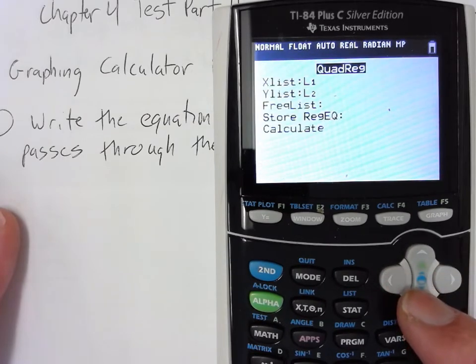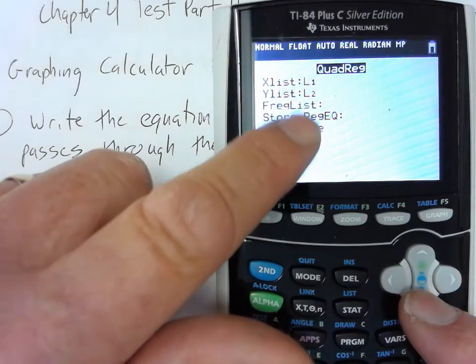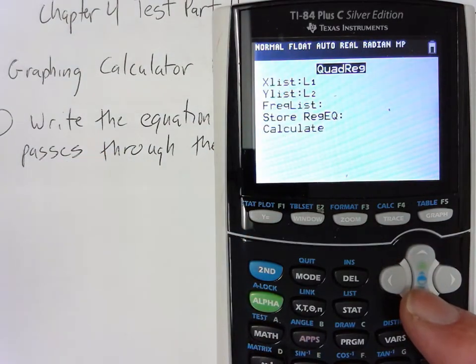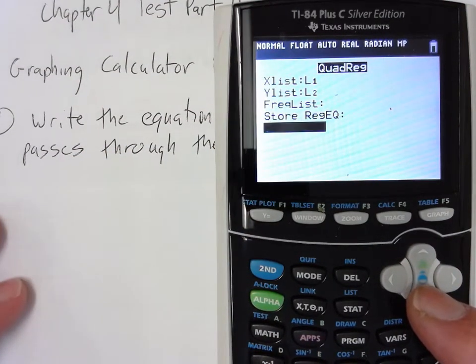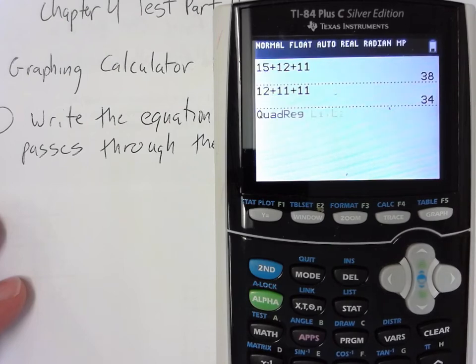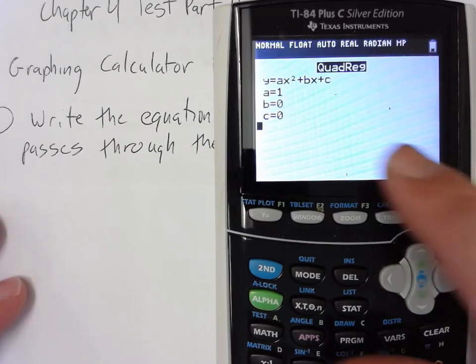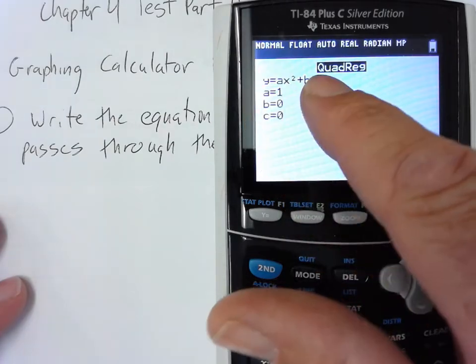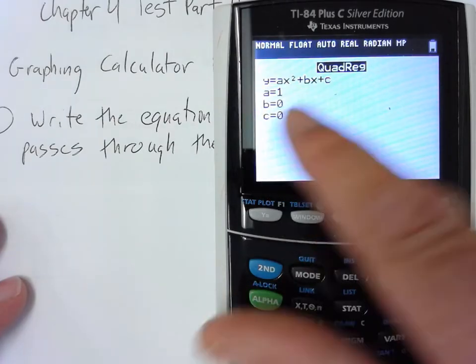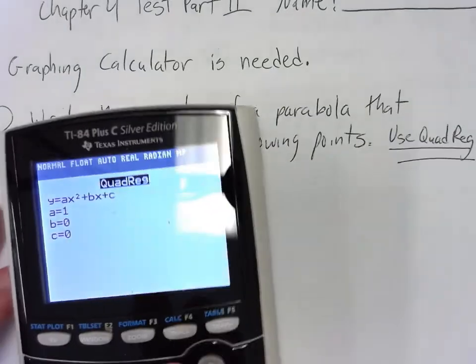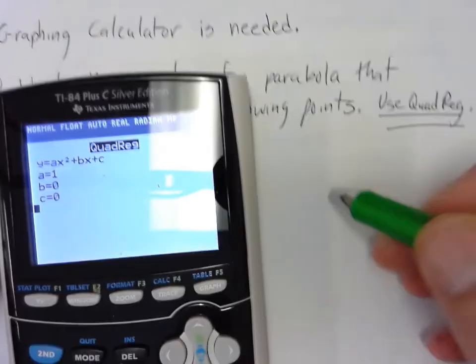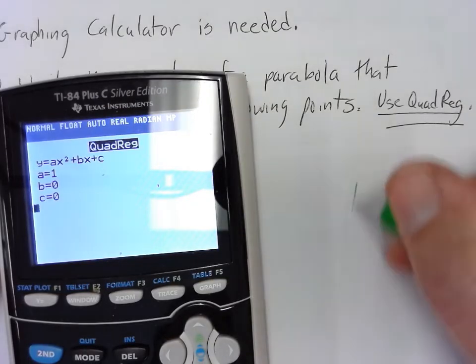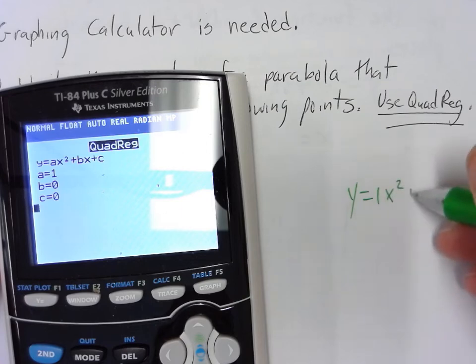The information is in list 1 and list 2. You don't have to graph it or anything. I just want the equation, so you just hit calculate, and boom. So there it is, standard form. In the one that I did, A is 1, B is 0, and C is 0. So you just fill in that information. You'd write y equals 1x squared plus 0x plus 0.